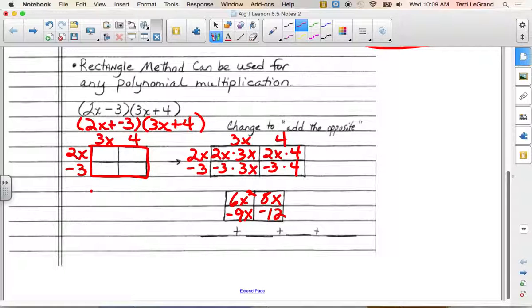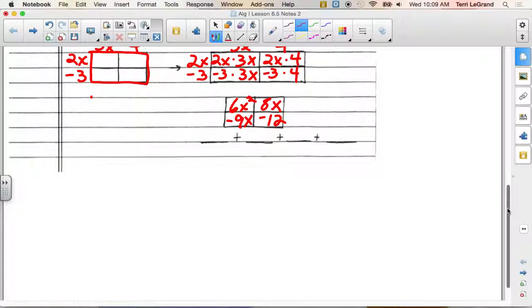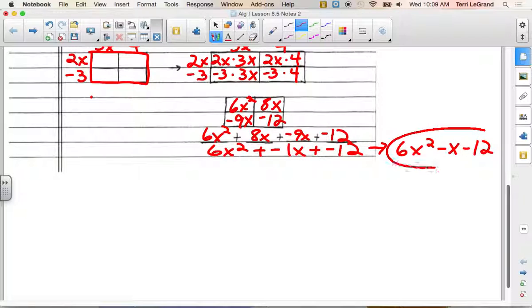So we get the same products, don't we? We get the same 4 products as we got in FOIL. We still do the same thing. We add them together. We say these all need to be added together now. We just follow across each row. And we still end up with the same answer. 6x squared, subtract x, subtract 12. Just another method to show your work. It's doing the same thing, isn't it? Do you see the correlation between them?